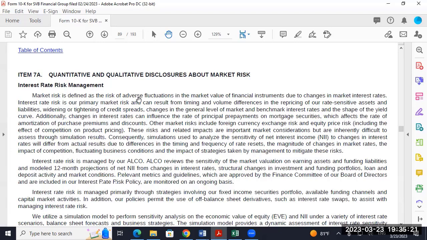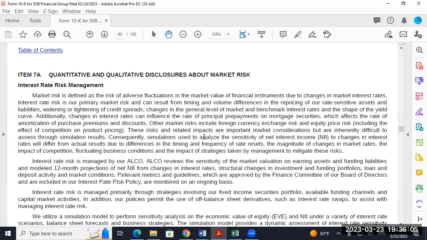So market risk is defined as the risk of adverse fluctuations in the market value of financial instruments due to changes in market interest rates. So they're only focused on interest rates here. Changes in interest rates can influence the rate of principal prepayments on mortgage securities, which is one of the risks they took, which affects the rate of amortization. Our market risk includes foreign currency exchange and equity price risk. These risks and related impacts are important market considerations, but are inherently difficult to assess through simulation results. That's not really true. We're bad at a lot of stuff in finance, but modeling interest rate risk is something we've gotten quite good at.